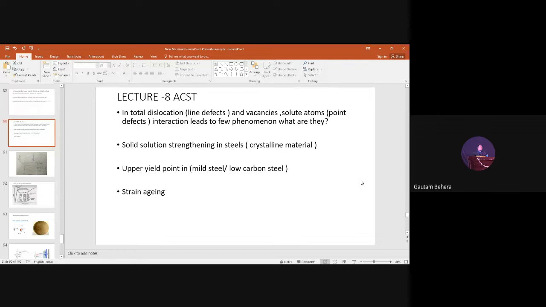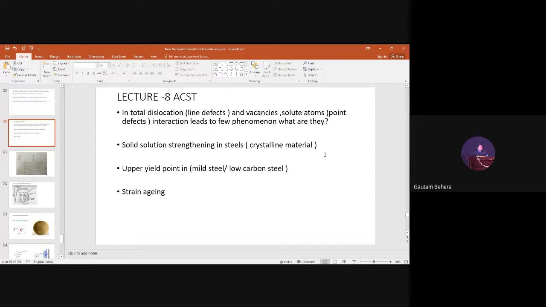We'll discuss some phenomena today which are a consequence of the interaction between solute atoms and dislocations, right? That means the field around the dislocation will interact with the field around the solute atoms. One result of that is solid solution strengthening, as we discussed in the earlier class.